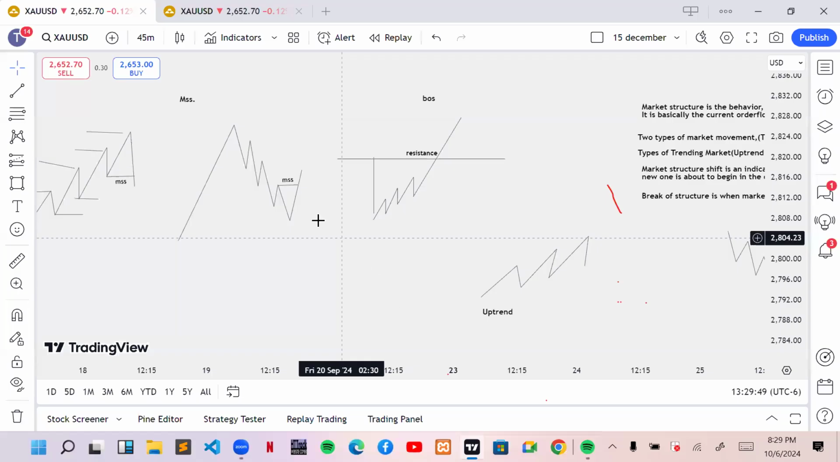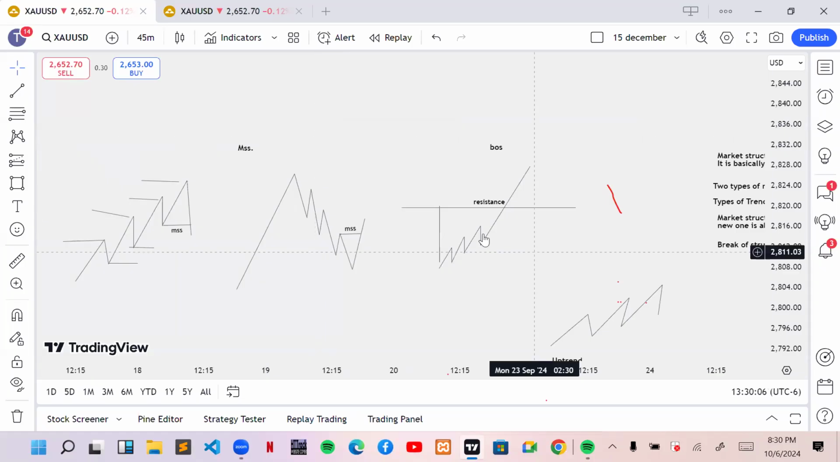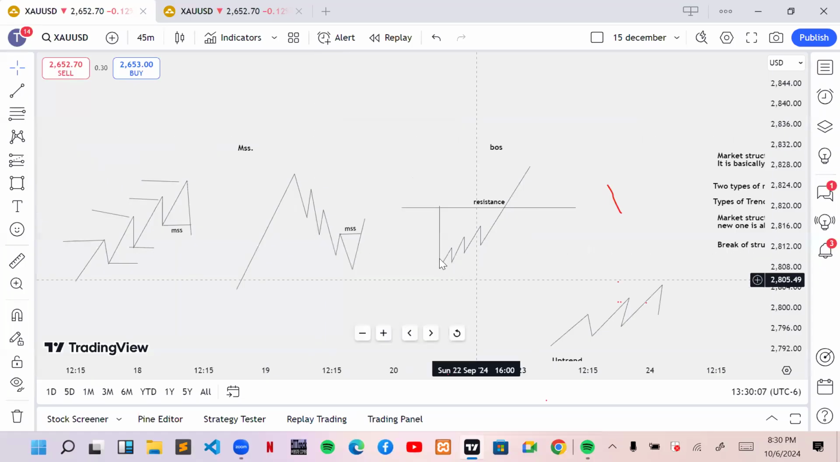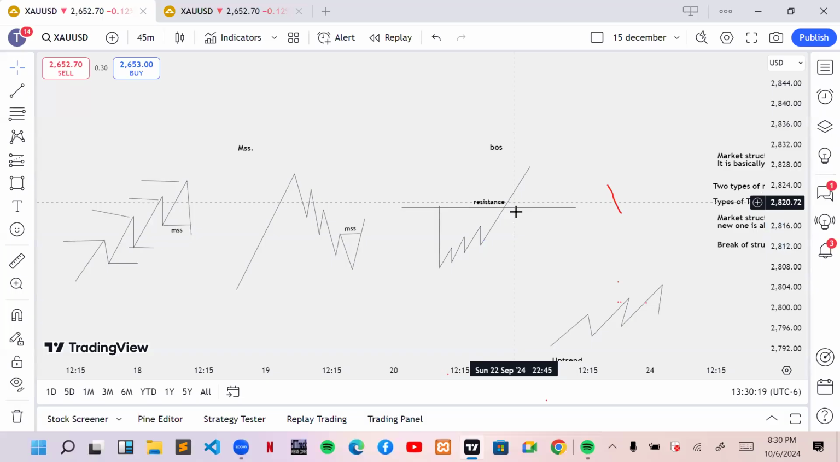So for market structure shifts, there's an indication that price is about to change direction to the opposite side. But in a break of structure, a key level is broken in the market, and the market is still going to remain in the same trend it was on before. For this particular trade, it was on an uptrend, and you can see higher highs and higher lows. The market now made a higher high, but the higher high that it made broke this resistance level. This is what a break of structure is.